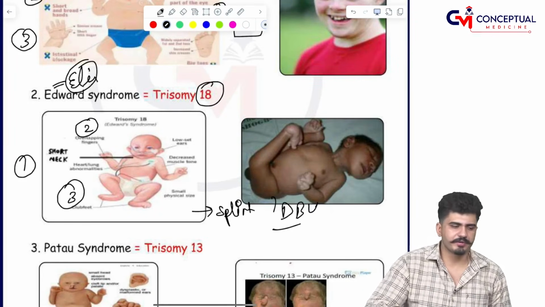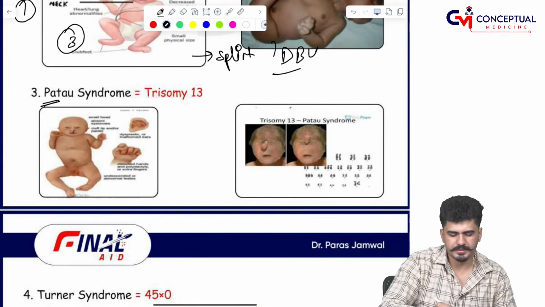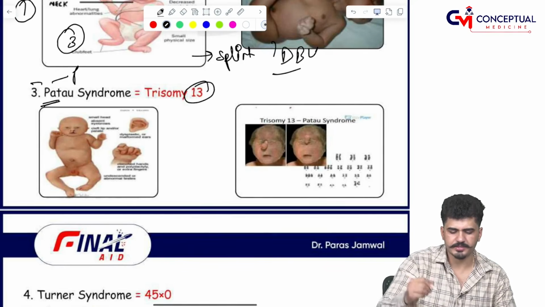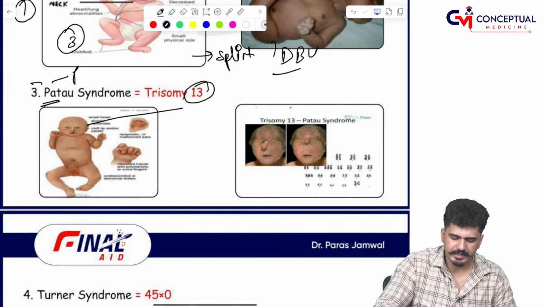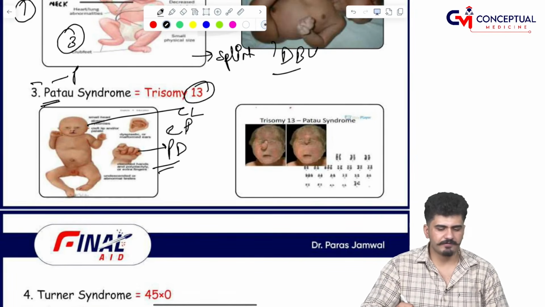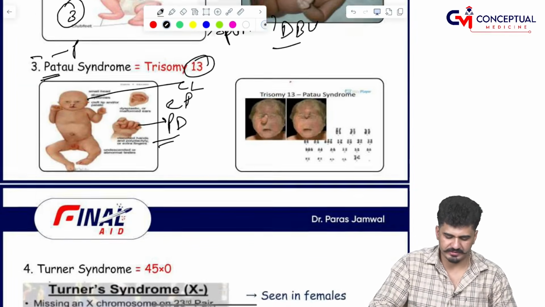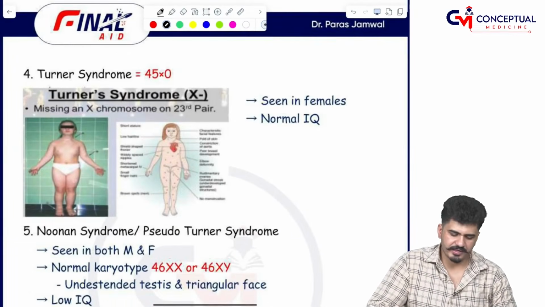Congenital talipes equinovarus. Patau syndrome, trisomy 13: cleft lip, cleft palate and polydactyly, my dear friends.